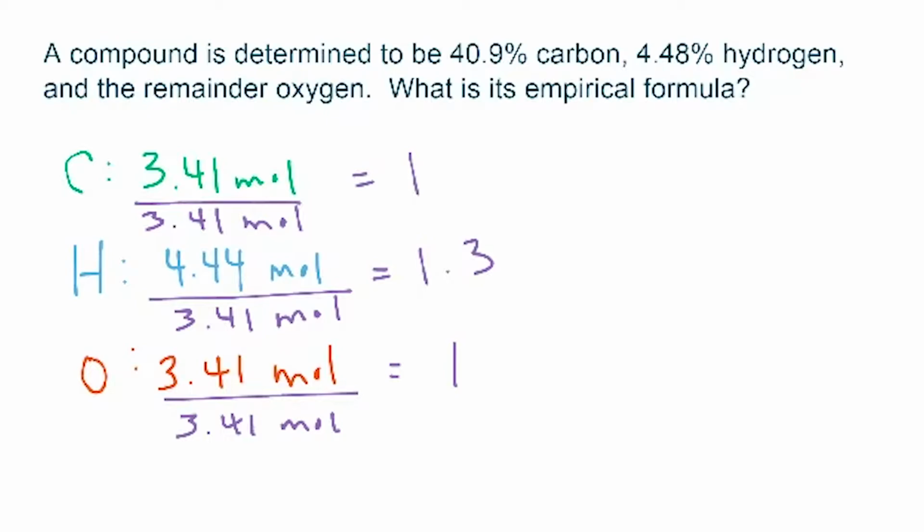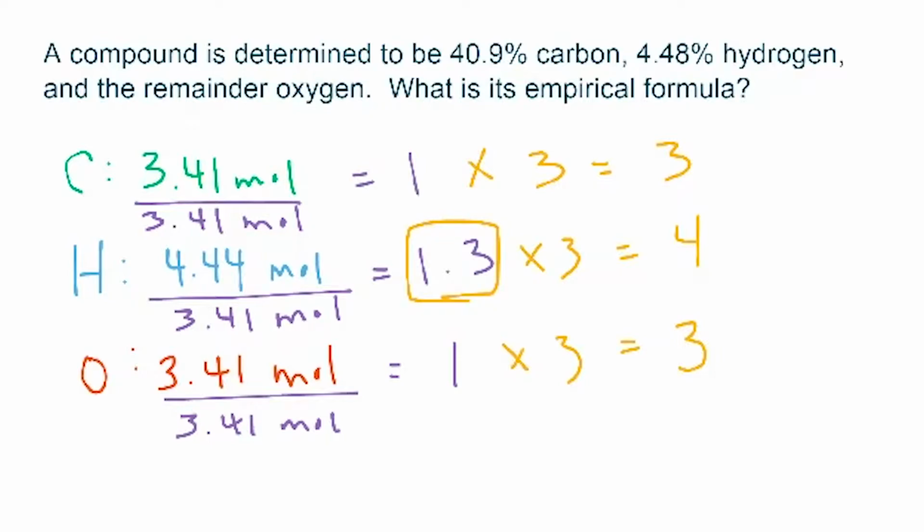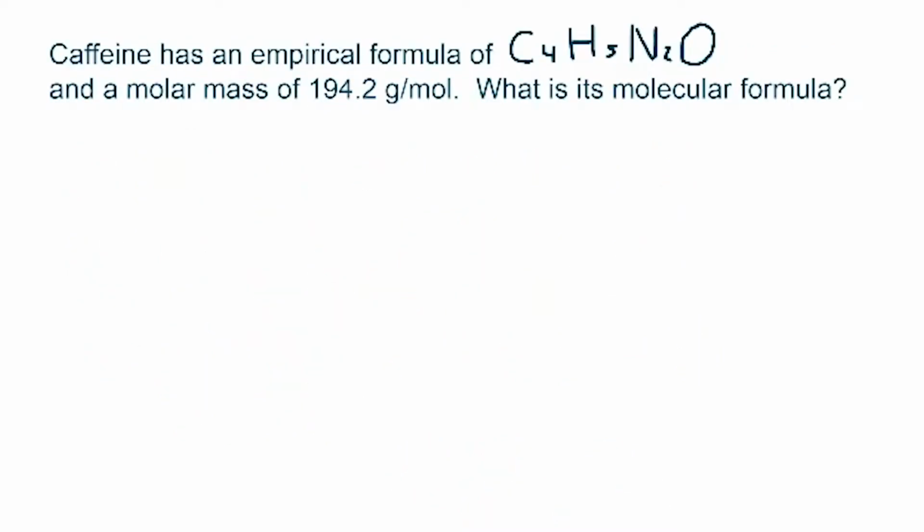Because the subscripts in an empirical formula have to be whole numbers, we'll multiply each of these numbers by 3. This gives us 3 moles of carbon, 4 moles of hydrogen, and 3 moles of oxygen. We multiplied by 3 because 0.3 is the decimal form of 1/3. Now we know that our empirical formula can be given as C3H4O3.